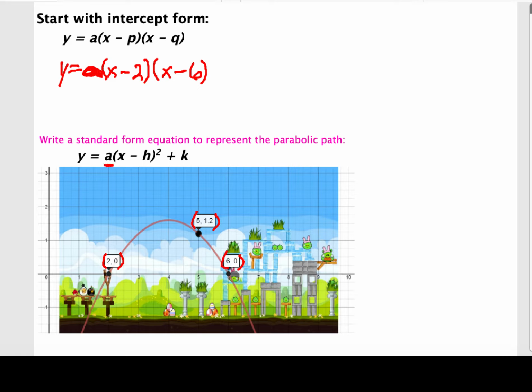But we would have to either find the vertex or do a little converting to get around that. And there's lots of ways to do that, so we'll walk through that as well. But first, let's start by saying again, 1.2 for the y value, not getting ahead of ourselves, and 5 for the x value.